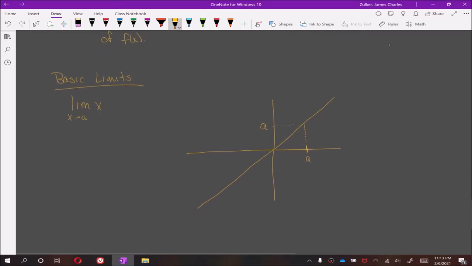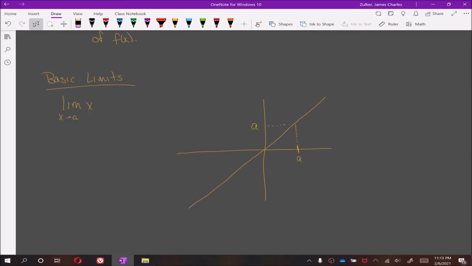Right, so no matter how we're approaching, if we're coming in from the left to A, notice that f of x is getting closer and closer to A. Same thing as we're approaching x equals A from the right-hand side. f of x is also approaching A, so it's then easy to see that this limit is simply A.